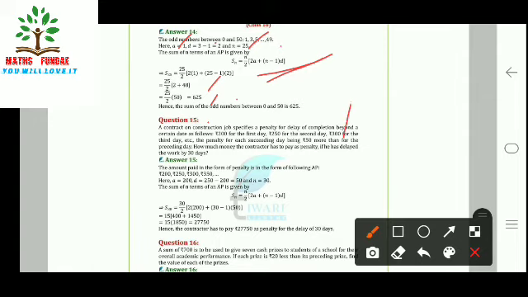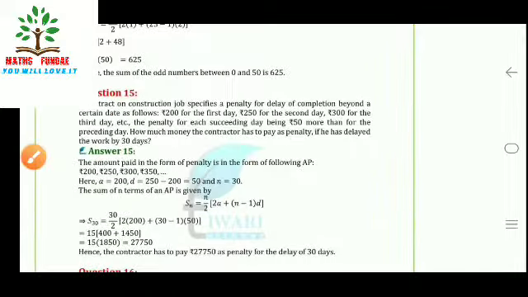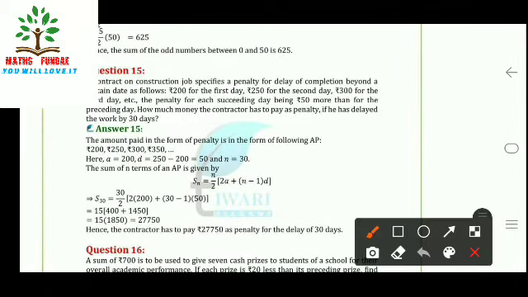Now question number 15. In question number 15, just look here. A contractor on a construction job specifies a penalty for delay in completion beyond a certain date as follows: 200 for the first day, 250 for the second, 300 for the third day, and so on. The penalty for each successive day is 50 more than for the preceding day. How much money does the contractor have to pay as a penalty if he has delayed the work by 30 days?